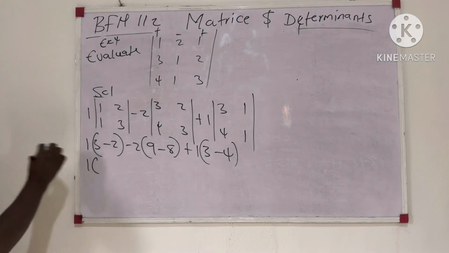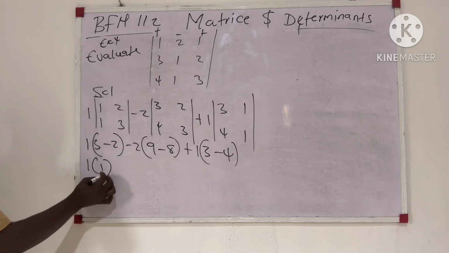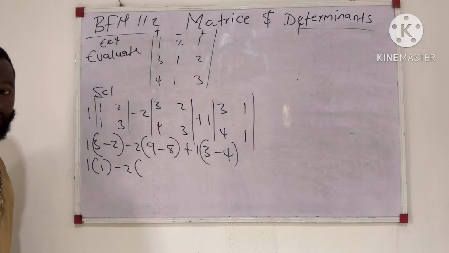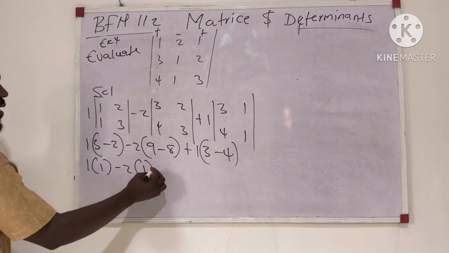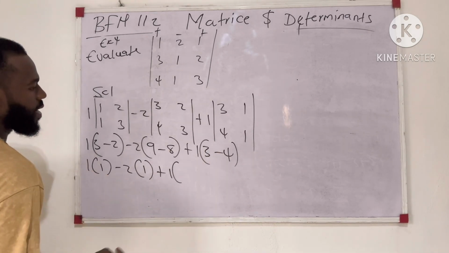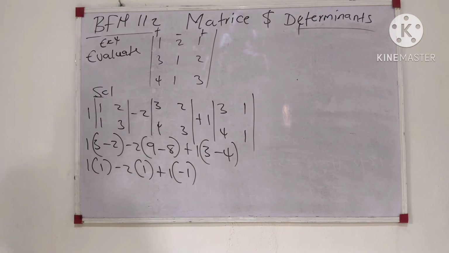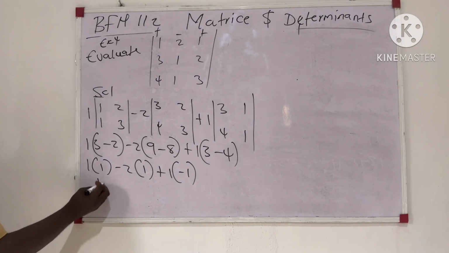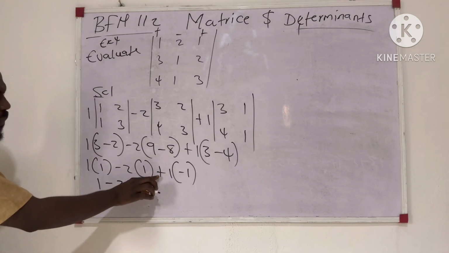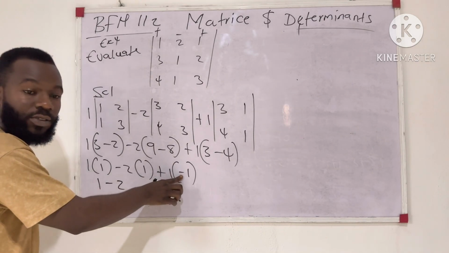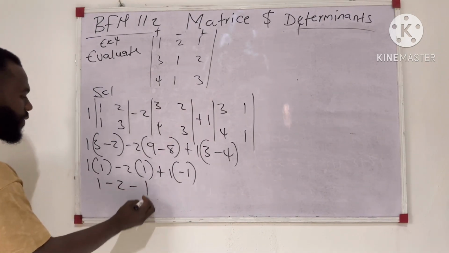Here becomes 1 into bracket, 3 minus 2 gives us 1, minus 2 into bracket, 9 minus 8 gives us 1, plus 1 into bracket, 3 minus 4 gives us minus 1. Right. So let's open the bracket now. 1 times 1 gives us 1, 2 times 1 gives us 2, plus times minus gives us minus, and 1 times 1 gives us 1.